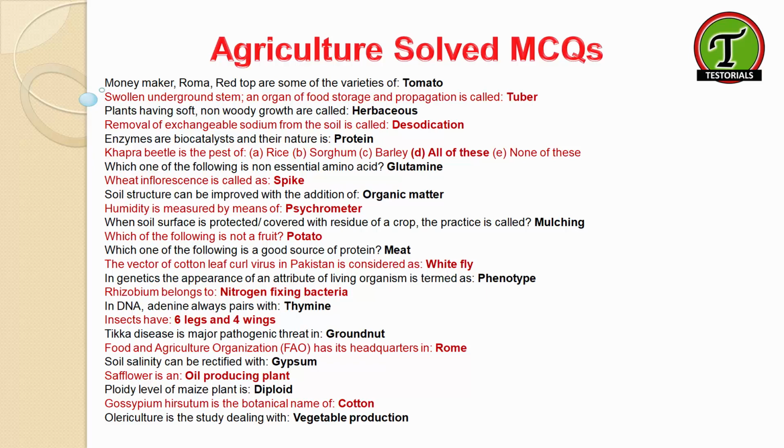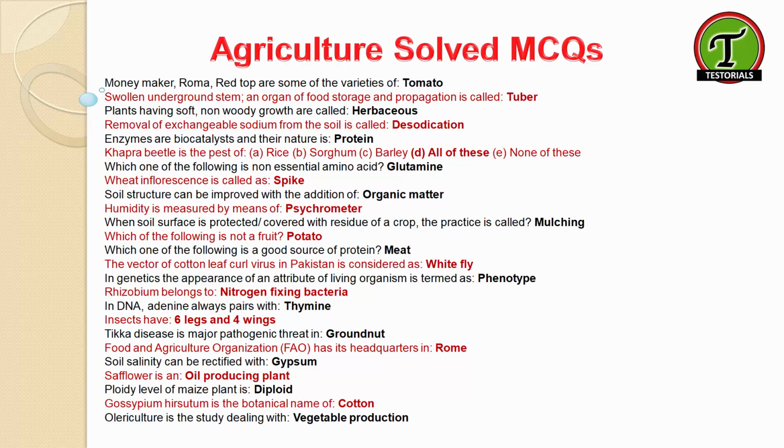156. Rhizobium belongs to nitrogen-fixing bacteria. 157. In DNA, adenine always pairs with thymine. 158. Insects have 6 legs and 4 wings. 159. Tikka disease is major pathogenic threat in groundnut. 160. Food and Agriculture Organization, FAO, has its headquarters in Rome.